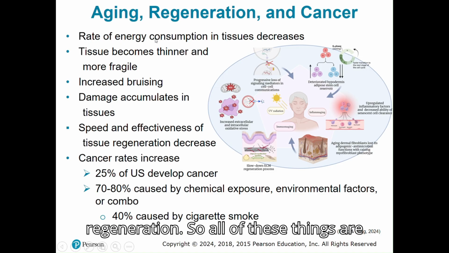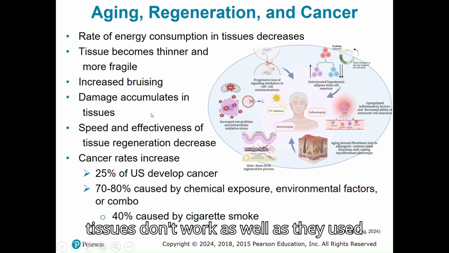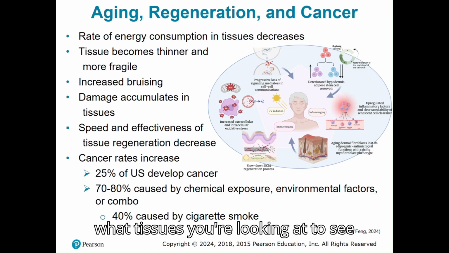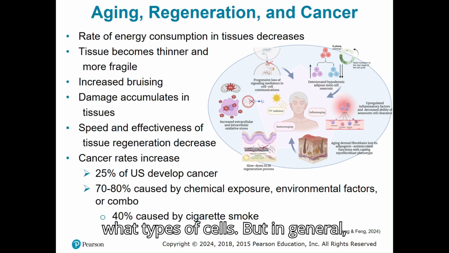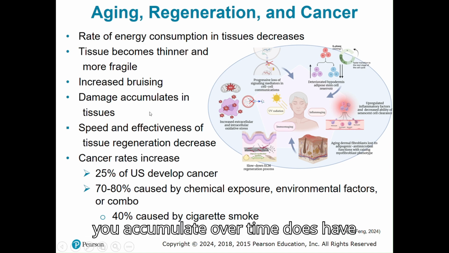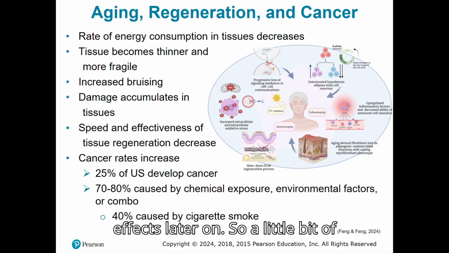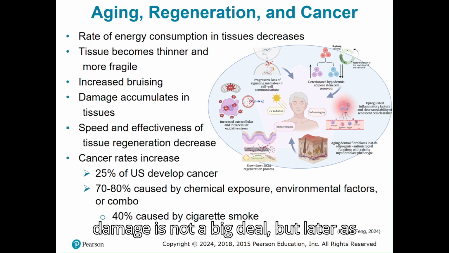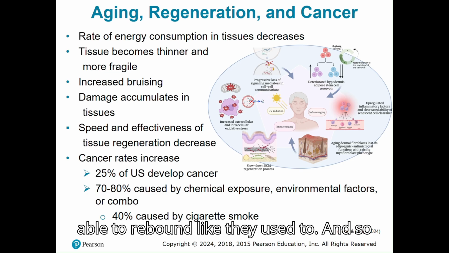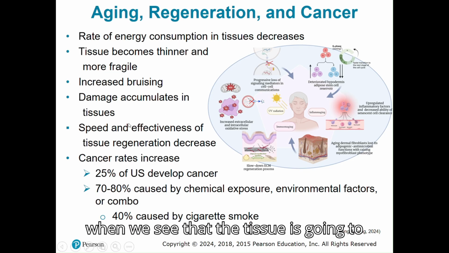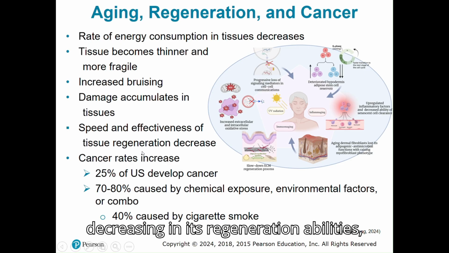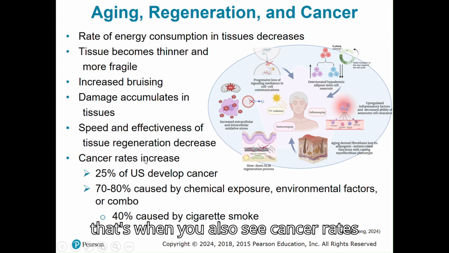So all of these things are basically saying your cells and your tissues don't work as well as they used to. And it really depends specifically on what tissues you're looking at to see what types of cells. But in general, overall, everything decreases in terms of how it's going to work. The damage that you accumulate over time does have effects later on. So a little bit of damage is not a big deal, but later as you get older and that damage accumulates, your cells are no longer able to rebound like they used to. And so when we see that the tissue is going to start decreasing in its effectiveness, decreasing in its regeneration abilities, that's when you also see cancer rates increase.